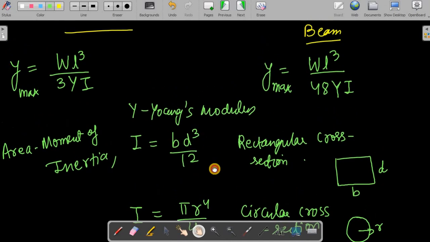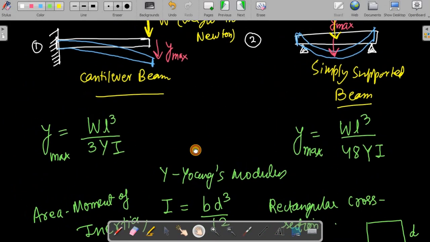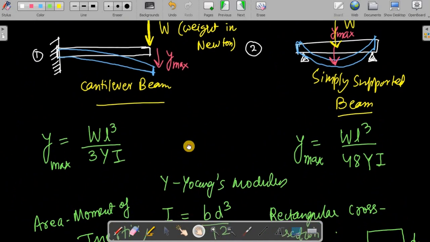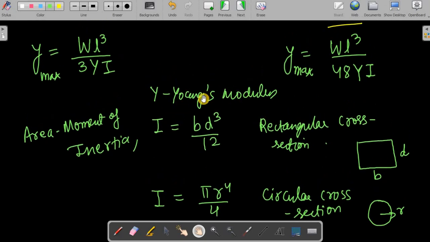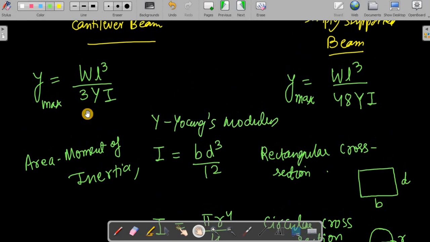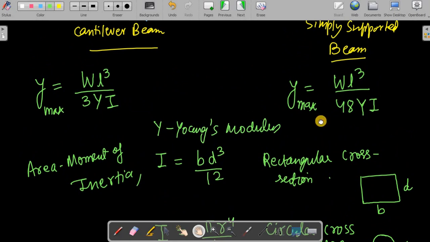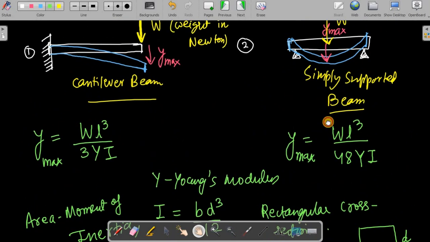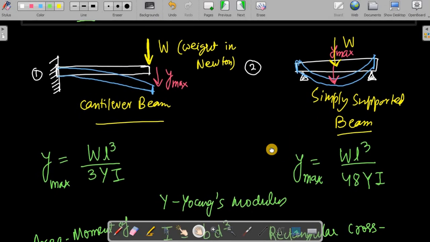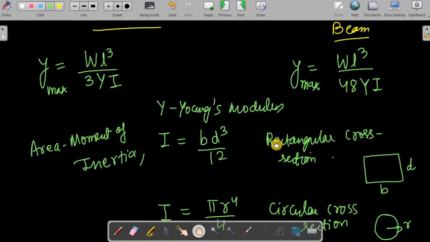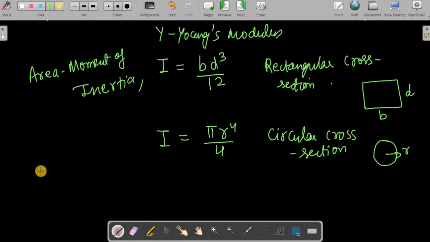Now this I has a major impact here. Consider the length the same and Young's modulus the same, so I is going to have a major impact, because the other numbers like 3 and 48 we don't have to bother about right now, how they are derived. What we need to understand here is that y max is inversely proportional to I.